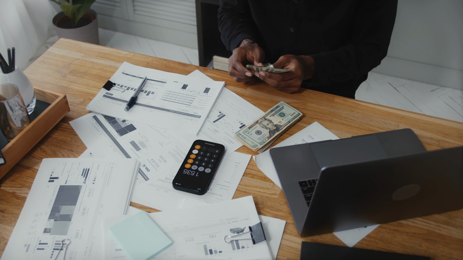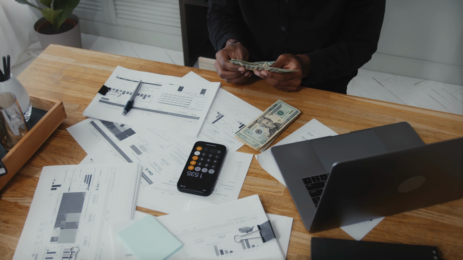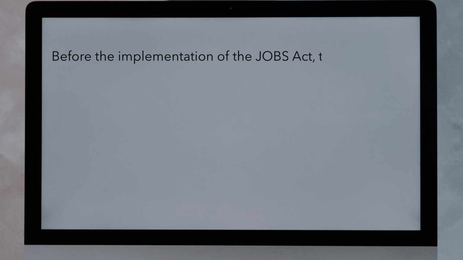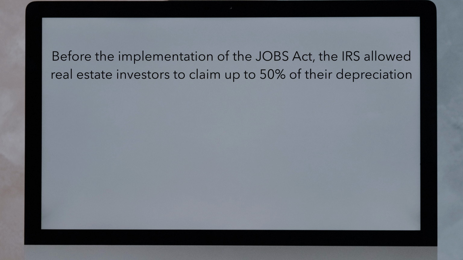Bonus depreciation is a powerful tool for real estate investors, allowing them to front-load a significant part of the depreciation. Using bonus depreciation, you can take a huge tax deduction in the first year. Before the implementation of the Jobs Act, the IRS allowed real estate investors to claim up to 50% of their depreciation in the first year.